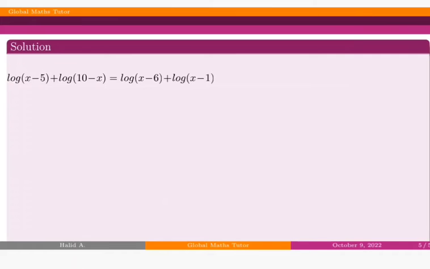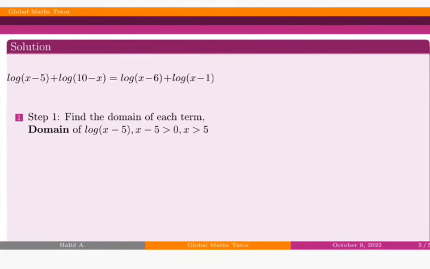The last question, but not the least, is to find the value of x for a logarithmic equation: logarithm of x minus 5 plus logarithm of 10 minus x equal to logarithm of x minus 6 plus logarithm of x minus 1. So the first step is to find the domain of each term.